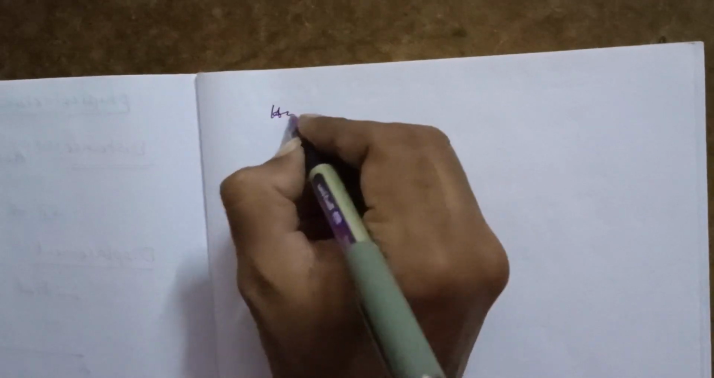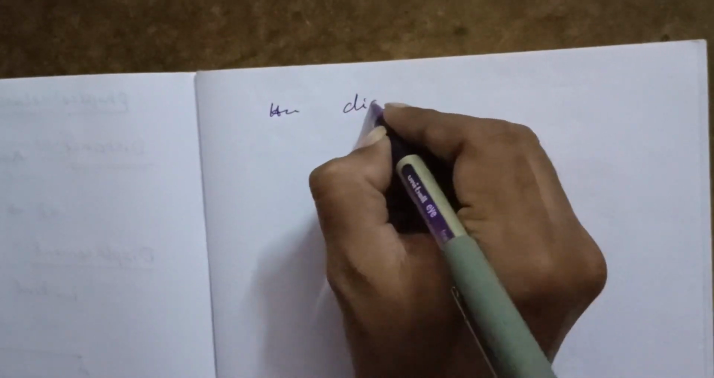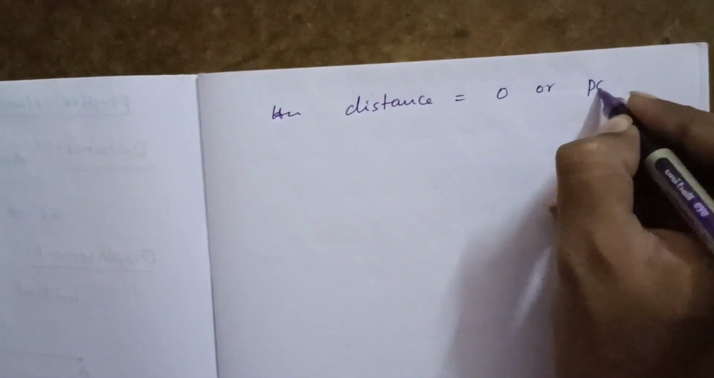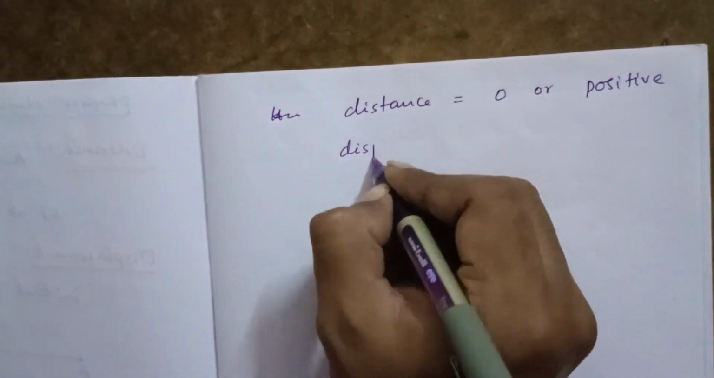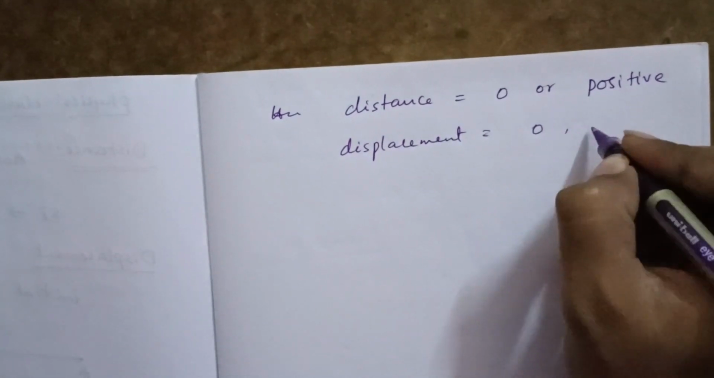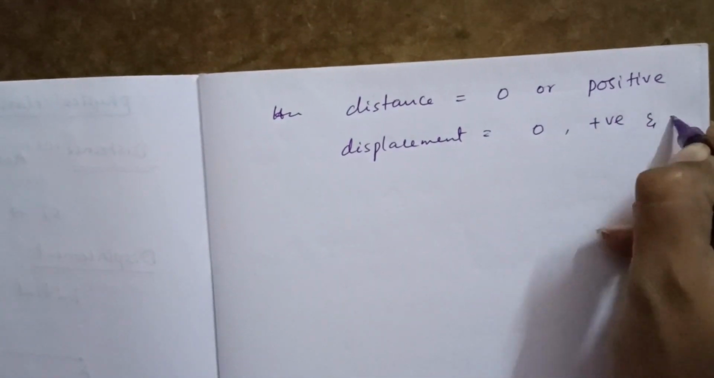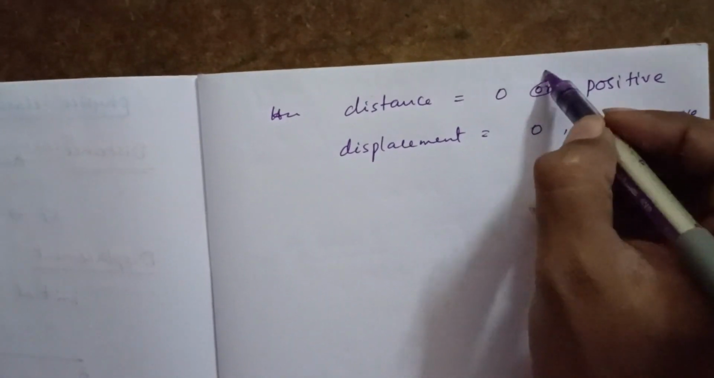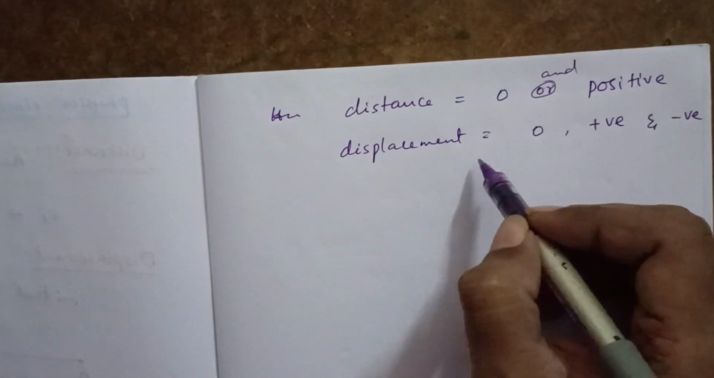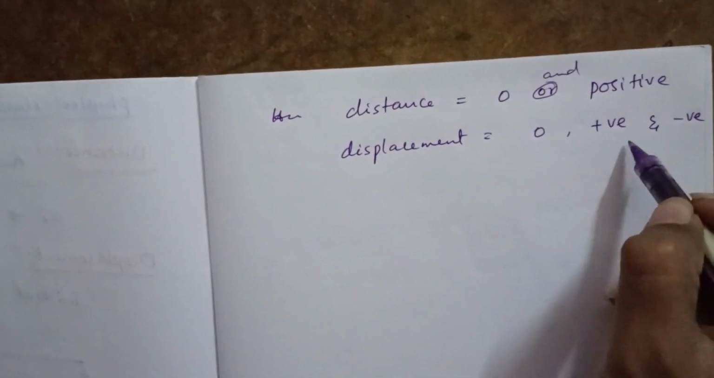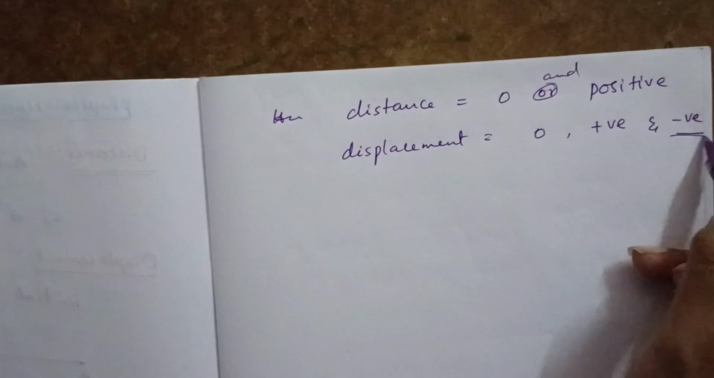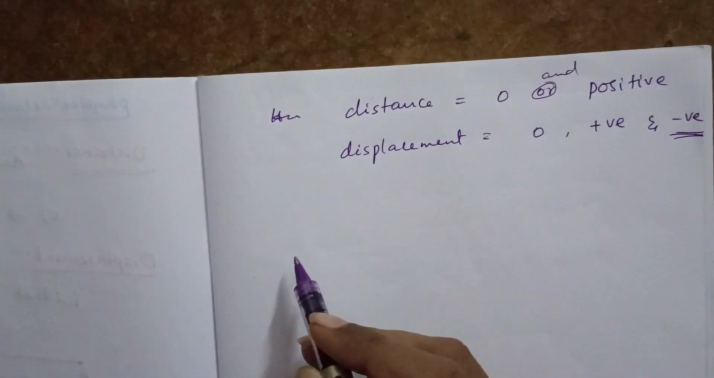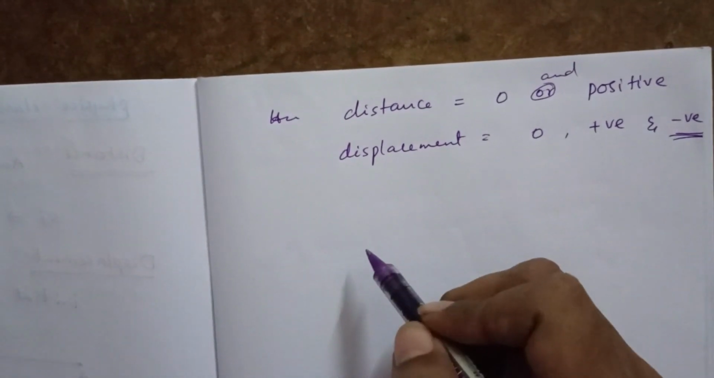Here, distance is always either 0 or positive. Displacement can be 0, positive, and negative. Distance can be 0 or positive; displacement can be 0, positive, and negative also. Distance cannot be negative. Displacement can be negative also.